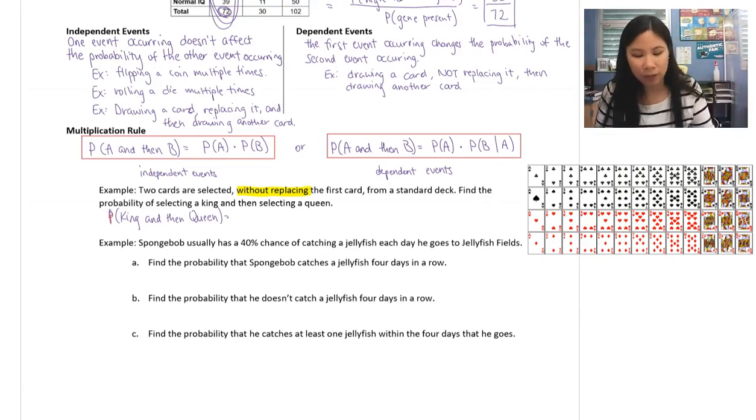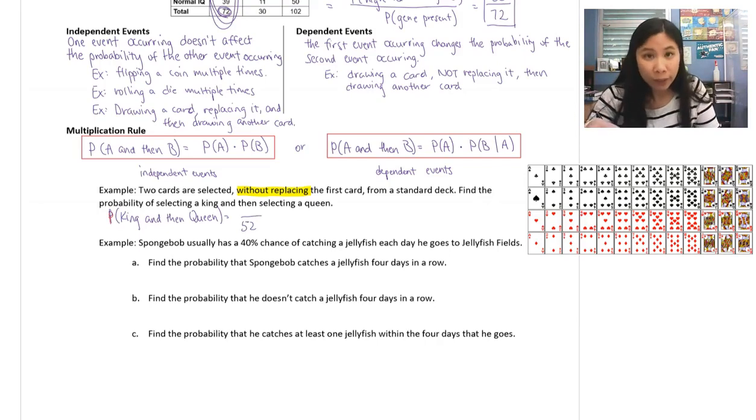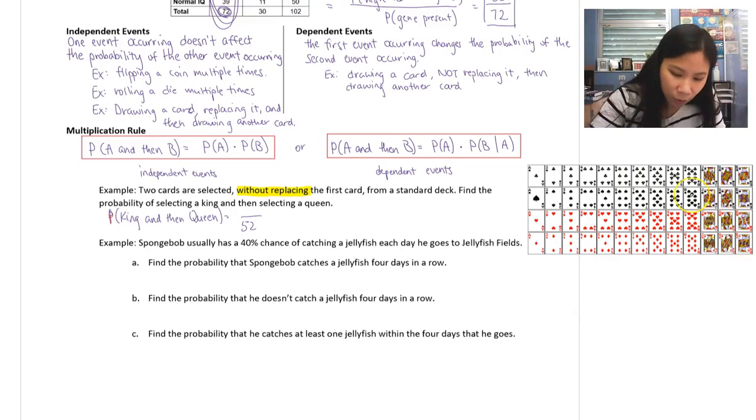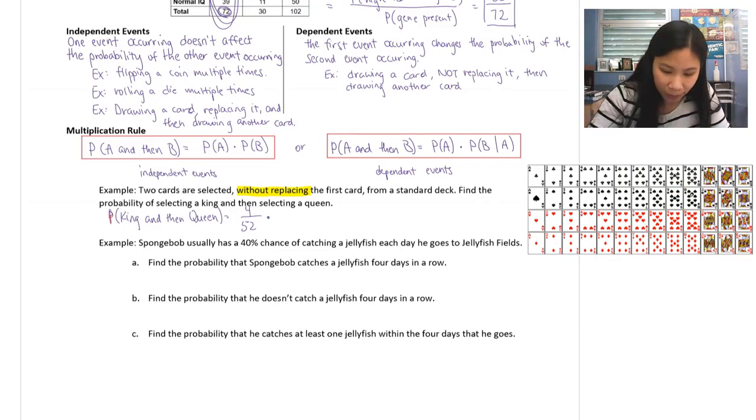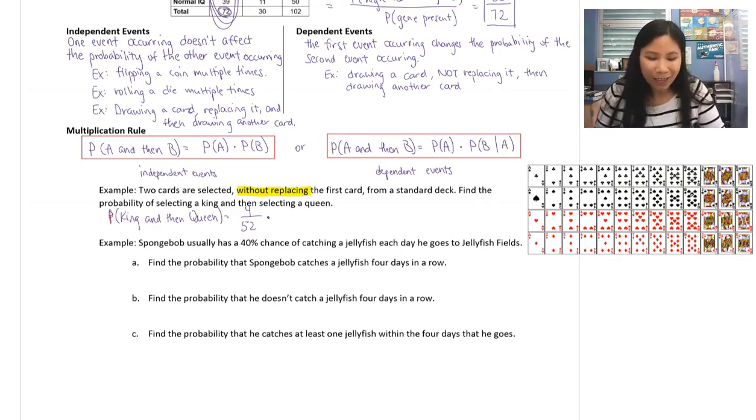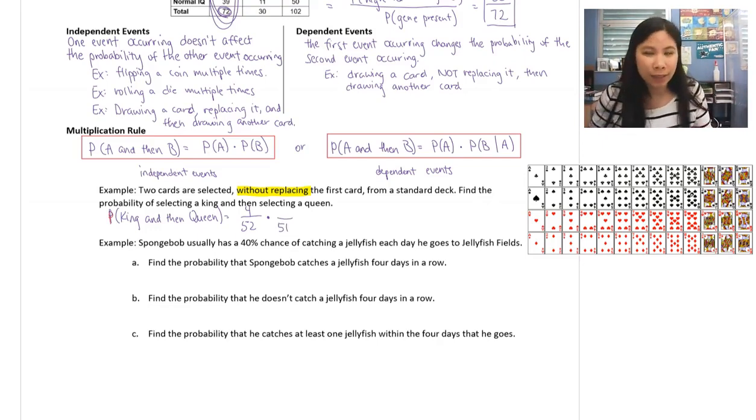These are dependent events. Okay, so first, we just need to figure out what is the probability of drawing a king. So we have 52 cards total and 4 kings in our deck of cards because it's all of these ones right here. So 4 out of 52 is the probability of drawing a king. And then multiplying, because this is the multiplication rule, then drawing a queen. So this time, we've already drawn a king, so there are less cards in the deck now. Because I took out 1 card, there's now only 51 cards left in the deck.